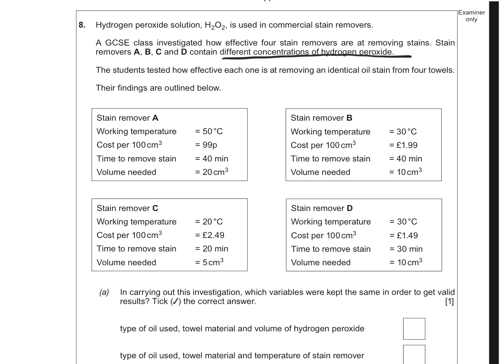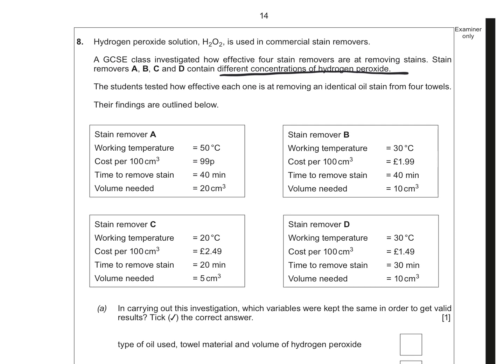So I've got 4 different stain removers. They've all got different working temperatures. We've got different costs, different times, and then different volumes required. The first one, in carrying out this investigation, which variables were kept the same in order to get valid results?